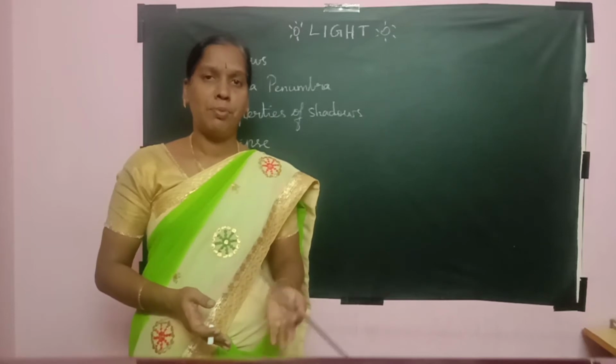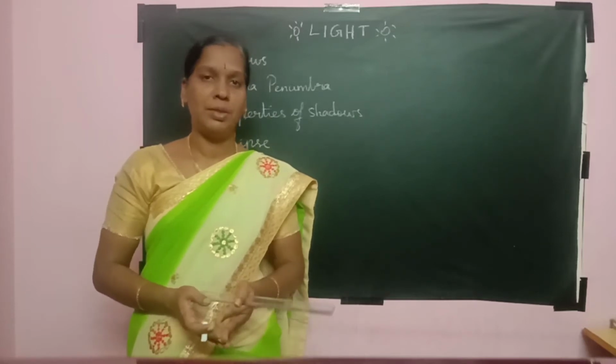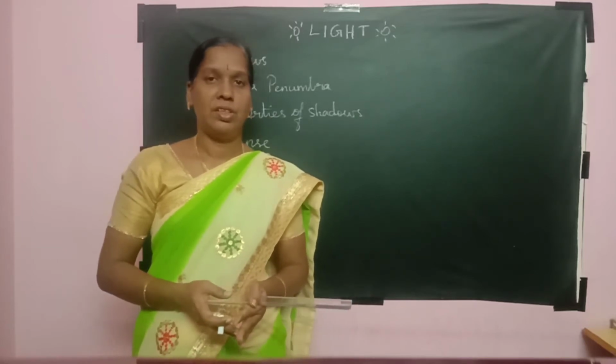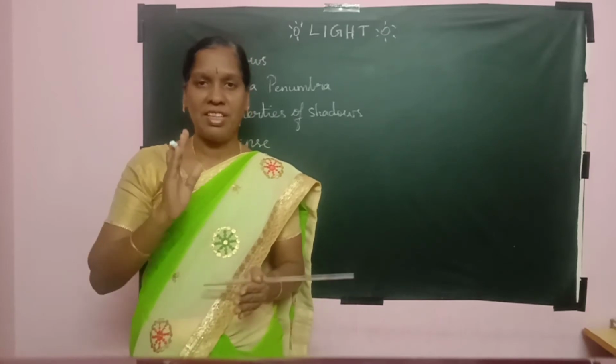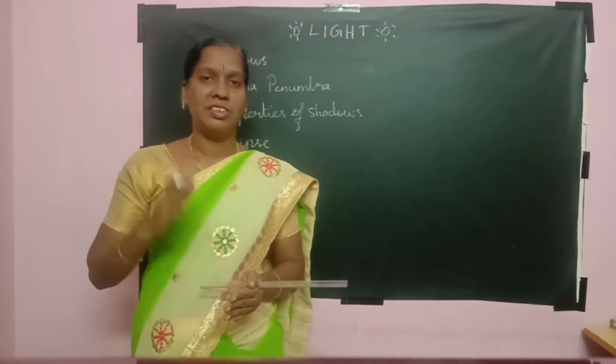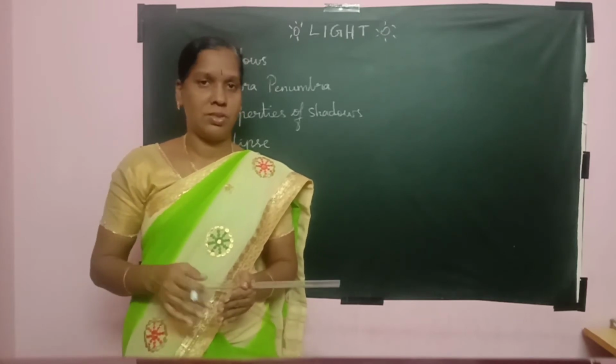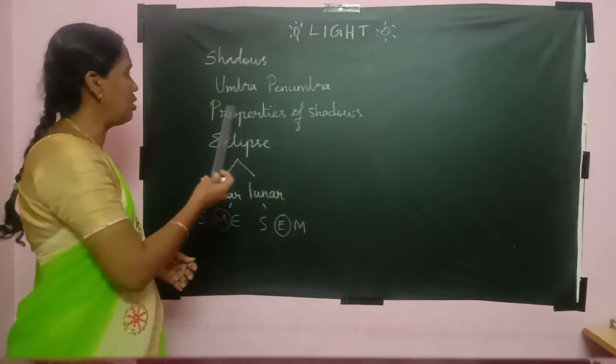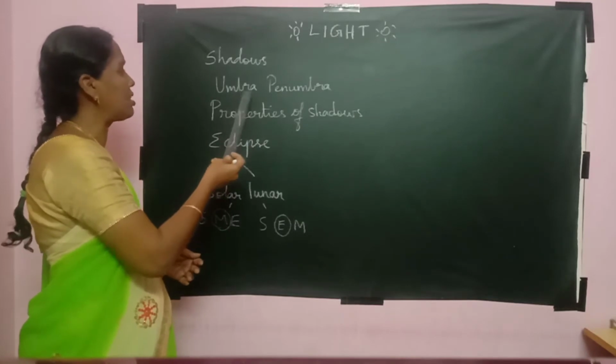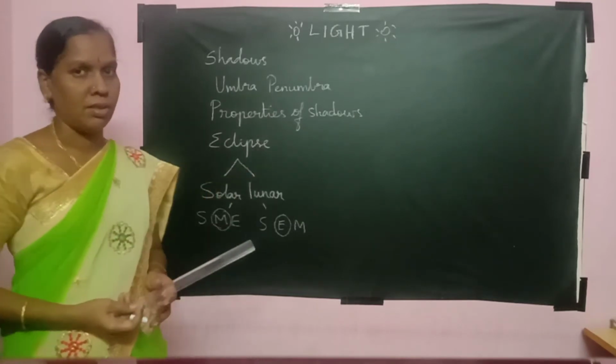So the dark portion that is formed is said to be a shadow. Light always travels in a straight line, so the shadows are formed opposite to the light source. Then we move on to the types. Two types, umbra and penumbra.